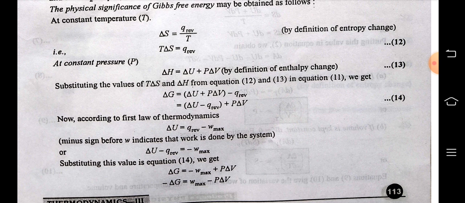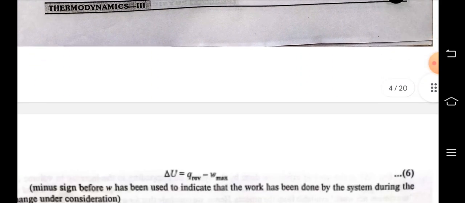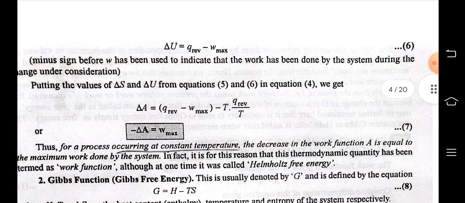The minus sign before W indicates that work is done by the system. So ΔU - Q reversible = -W max. Substituting this value in equation 14, we get ΔG = -W max + PΔV, so -ΔG = W max - PΔV.